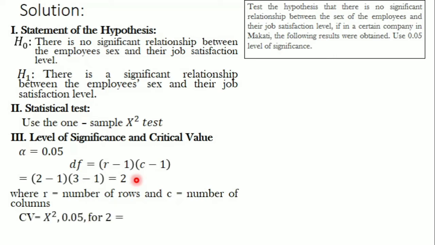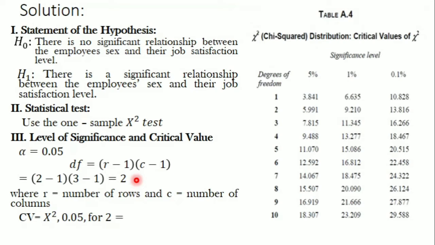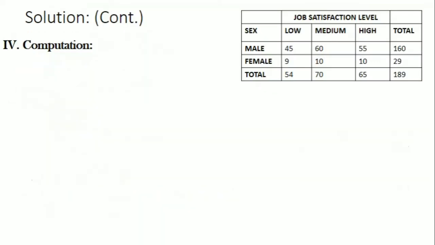Then you need to find the critical value by the use of this 0.05 as the level of significance, and the degree of freedom of 2. So from this given table, where is your 0.05? Your 0.05 is here, 5%. Then the degree of freedom is 2. So we get 5.99 as the critical value. The next step is to compute.